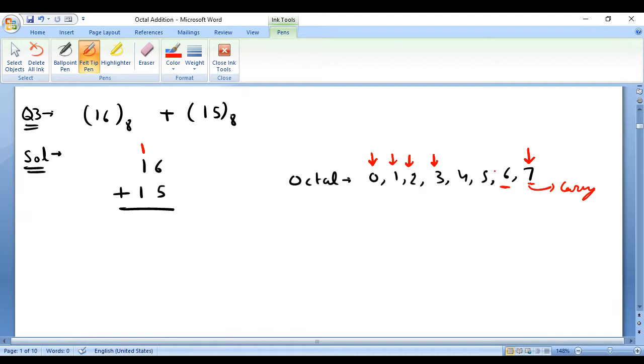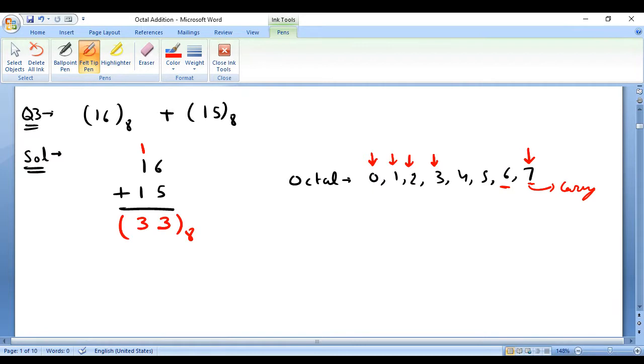So if you add 6 and in that you add 5, ultimately you will get 3 as the answer here, and 1 carry, so 1 plus 1 plus 1, ultimately you will get 3 here, right? So 33 will be the answer and it will be in octal system.